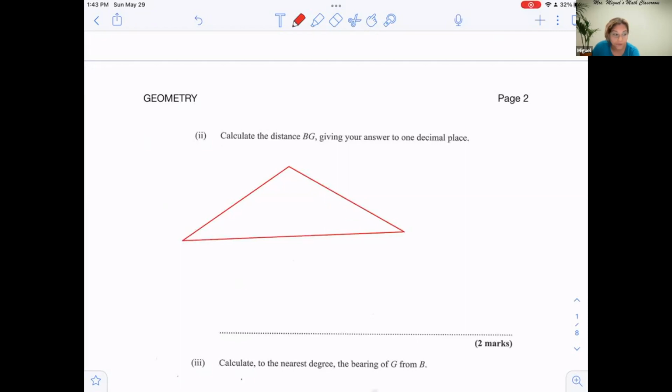So let us redraw it. We have B, we have G, we have F. Here is 103, here is 32, and this is 55. So redraw it in your book.